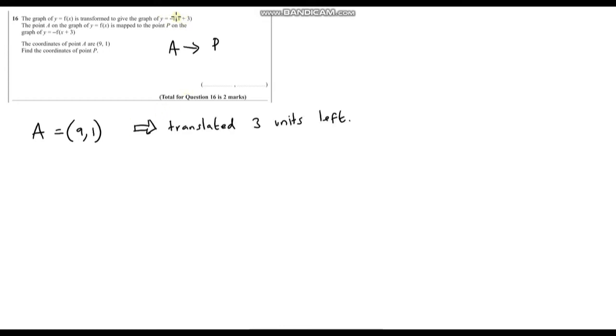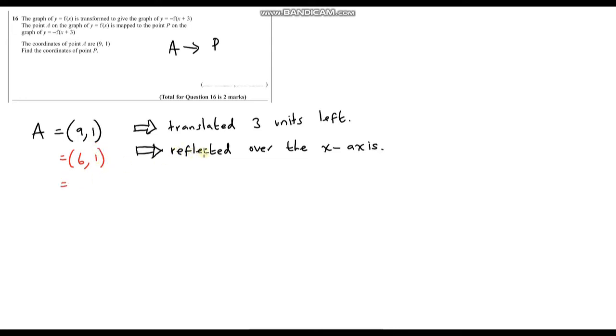We can also see that the graph has been transformed from f of x to negative f of our function. That just means that it's been reflected over the x-axis. So if we take our coordinates and first translate them 3 units left, the x coordinate goes from 9 to 6. The y coordinate doesn't change because we're not moving it up or down. So it's still going to be 6, 1.